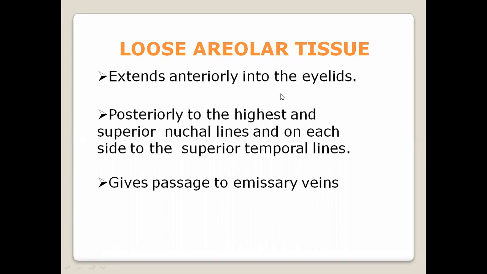Since the muscle doesn't have any bony attachment, this loose areolar tissue will extend into the eyelid. Posteriorly, it is attached to the highest and superior nuchal line, and on each side to the superior temporal line. The main feature here is that it gives passage to emissary veins. And this fourth layer is called the dangerous area of the scalp.